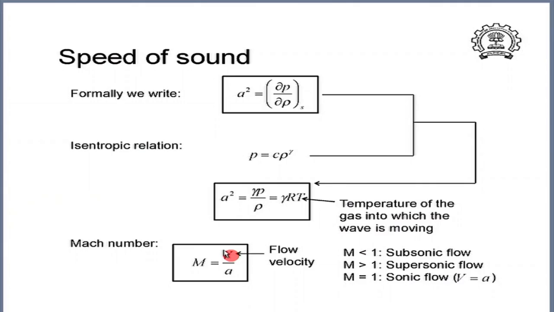So, if it turns out that V is equal to A, then we have M equal to 1, and we have a so called sonic flow. So, just one more point that I would like to convey, although I have not written it down here, is that many times students do ask, suddenly why are we bothered with this speed of sound when it comes to compressible flow situations? Why are we not bothered about this in an incompressible flow situation? And the answer is really that speed of sound will exist whether the flow is incompressible or compressible.